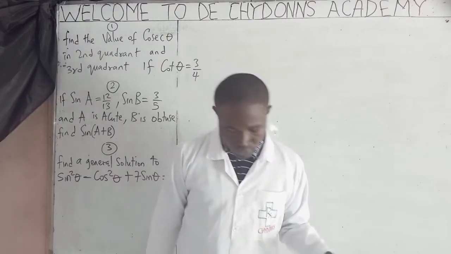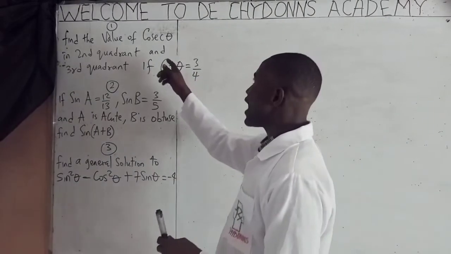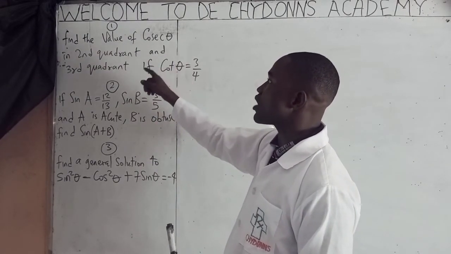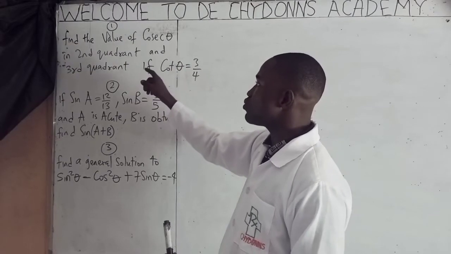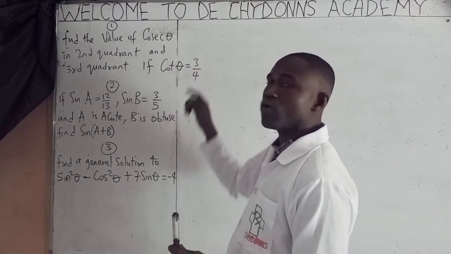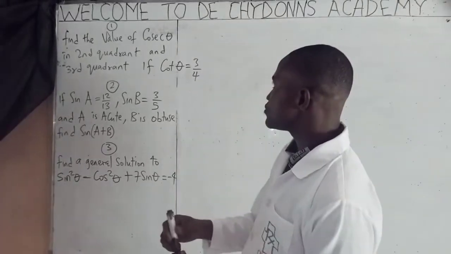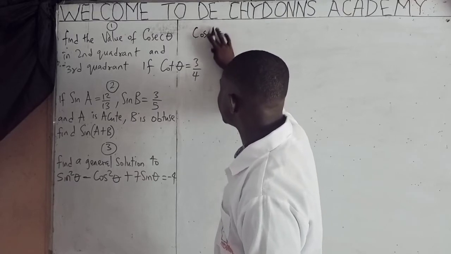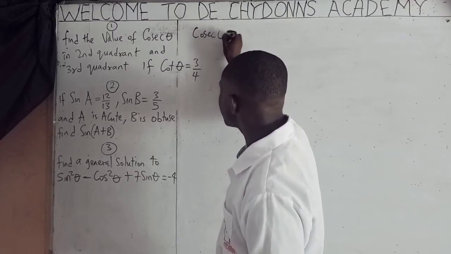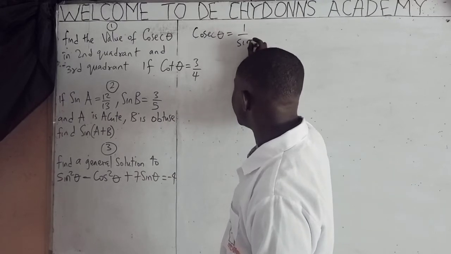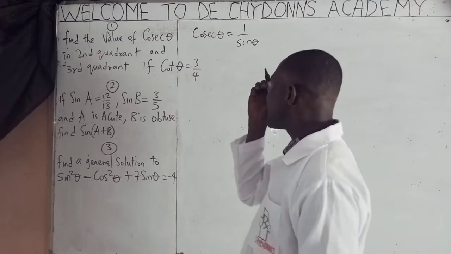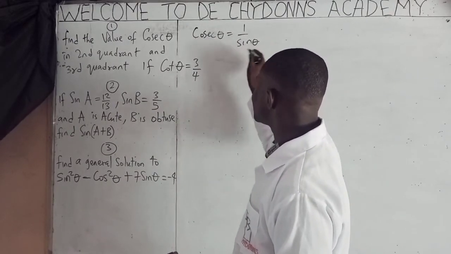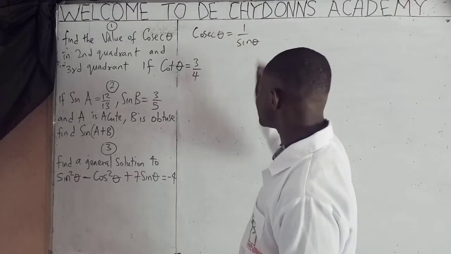So, to answer question number 1, we say find the value of cosec theta in the second quadrant and third quadrant if cos theta equals 3/4. See what you do. Remember that cosec theta means 1/sin theta. So we must know what sin theta is. Just have this in our mind first.